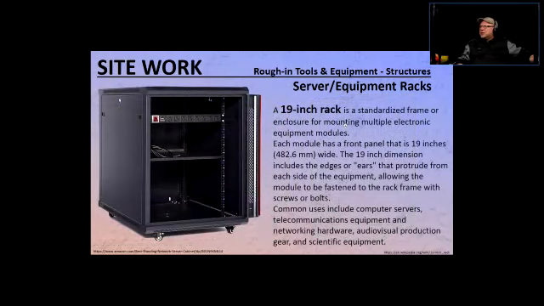A 19-inch rack is a standardized frame or enclosure for mounting multiple electronic equipment modules. Well, self-explanatory. Each module has a front panel that is 19 inches wide. There are different ones, but they are standardized to a certain size. The 19-inch dimension includes the edges of the ears that protrude from each side of the equipment, allowing the module to be fastened to the rack frame with screws or bolts.